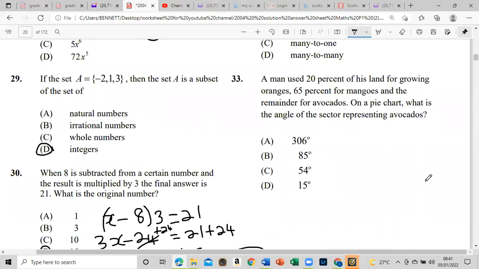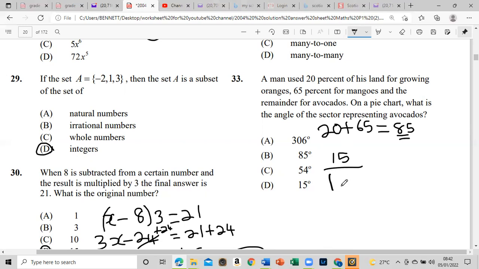A man used 20% of his land for growing oranges, 65% for mangoes, the remainder for avocados. In a pie chart, what is the angle representing the avocado? So let me just add the information. So 20 plus 65 will give what, 85. Right. So 85% is used, right? So avocado would be represented by 15%. That's out of 100, right? Percent over 100 times 360.